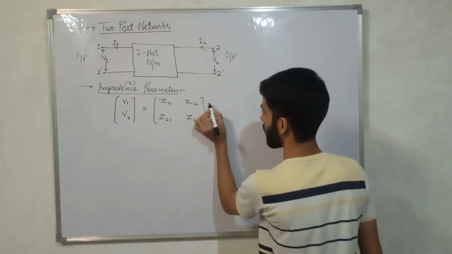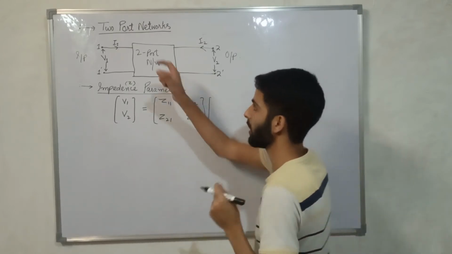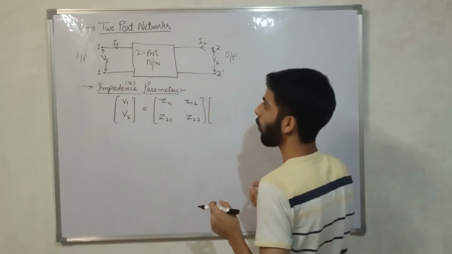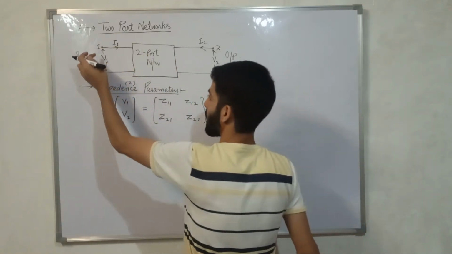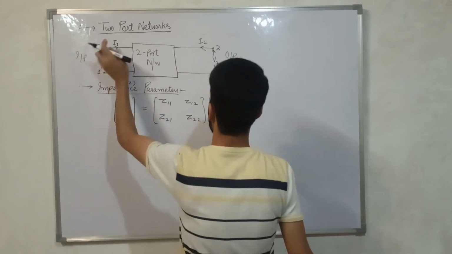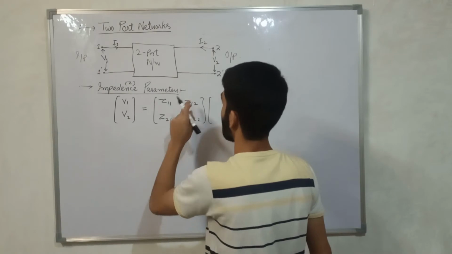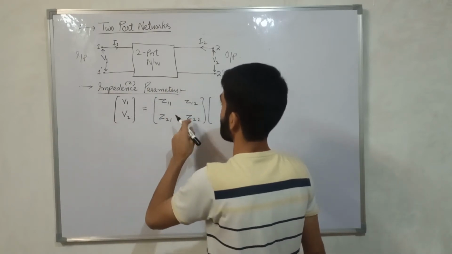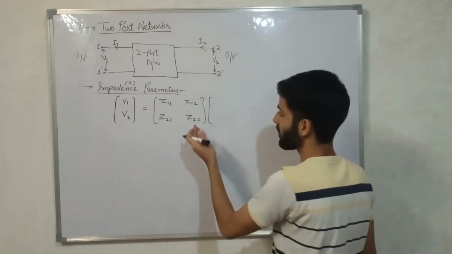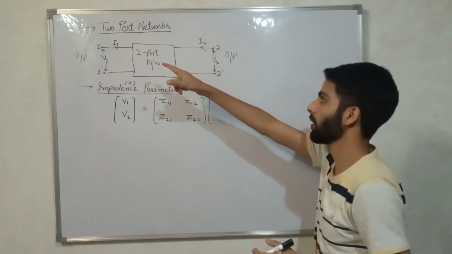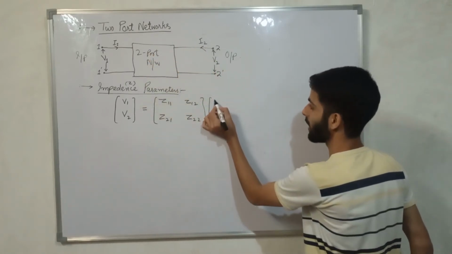I already told you those are the impedances between all those 4 points, interconvertibly. Between 1 and 1 dash, that is Z11, 1 and 2, that is Z12, between 2 and 1, that is Z21, between 2 and 2 dash, that is Z22, etc. So what are our currents? I1 and I2.